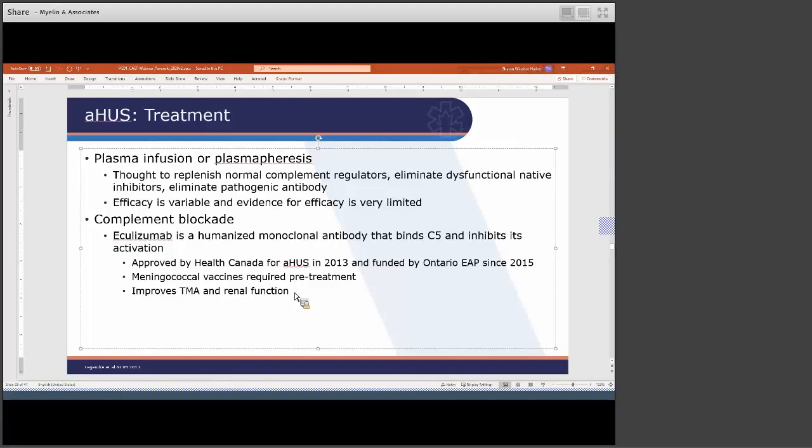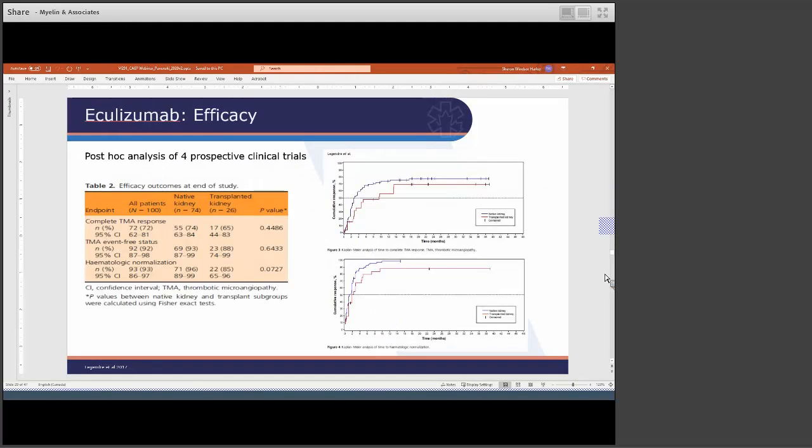Fortunately, we do have a more specific therapy, and that's eculizumab, which is a humanized monoclonal antibody that essentially prevents deposition of complement and binding of the complement and effectors of the complement. So the complement may bind, but the tissue damage will not occur. And it's effective, it does improve TMA. In other words, it makes your platelets better, it makes your hemolysis better, and it does improve kidney function.